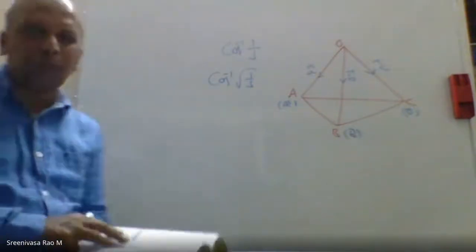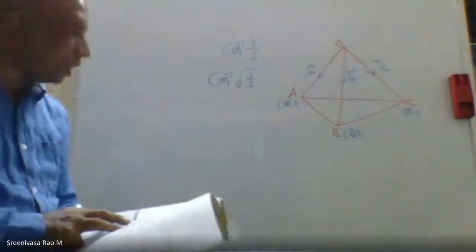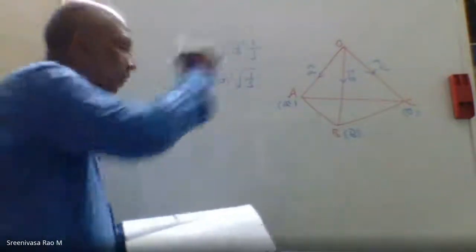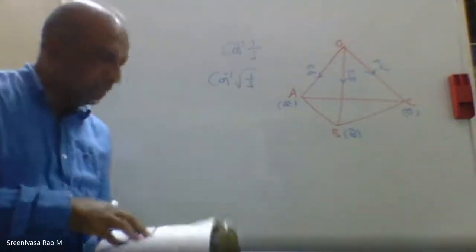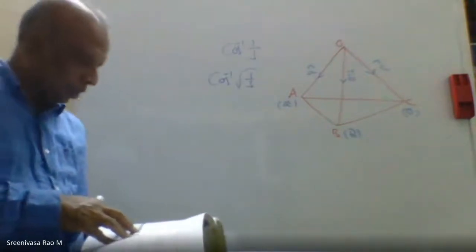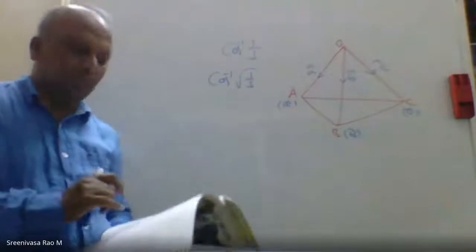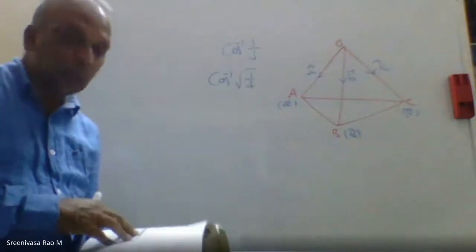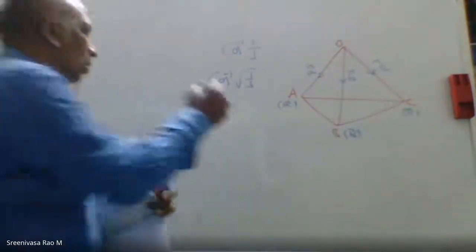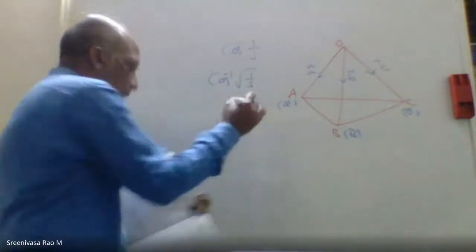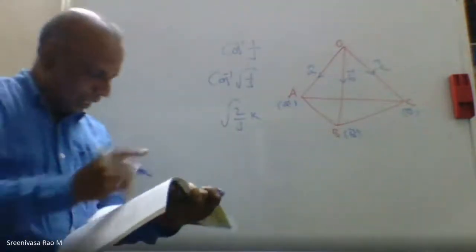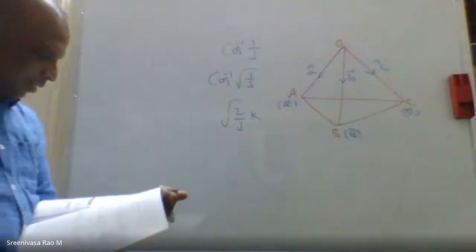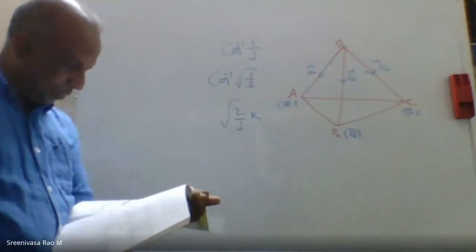The last one: the distance of any vertex from the opposite face of a regular tetrahedron is root of 2 by 3 into k, where k is the length of any edge.